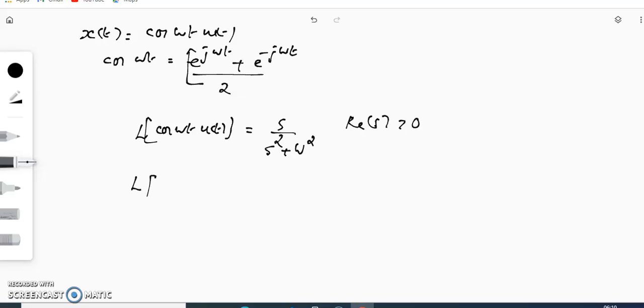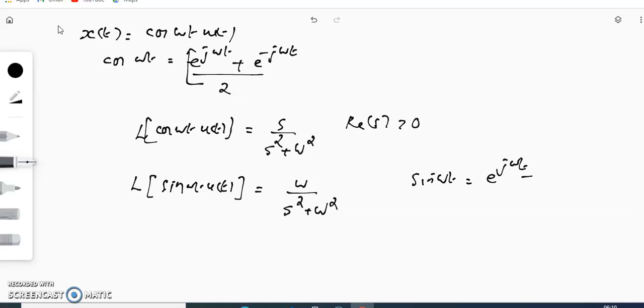And similarly, Laplace transform of sin omega t u(t) will be equal to omega divided by s square plus omega square. Okay, because sin omega t you can substitute like (e raised to j omega t minus e raised to minus j omega t) divided by 2j. Substitute like this and you will solve, you will get the final answer like this.